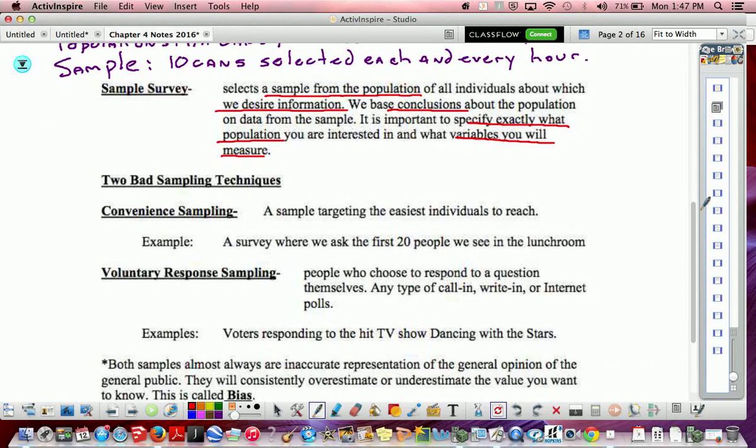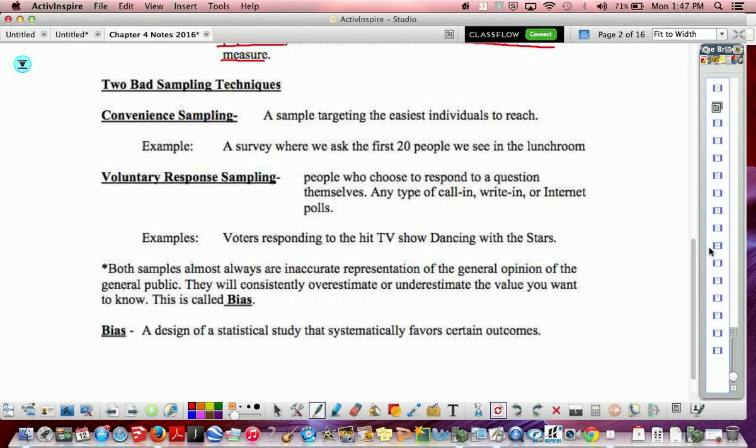Now, when we do sampling, whether it's on objects or if it's about people, there are some great sampling techniques and there are not-so-great sampling techniques. Unfortunately, we experience a lot of the bad sampling techniques. Okay? So let's talk about a few of these real quick. Convenience sample, or convenience sampling. Convenience sampling is simply where you target the easiest individuals to reach.